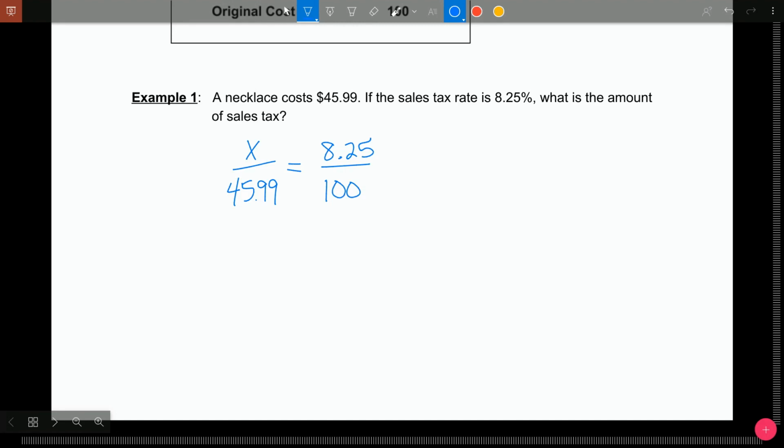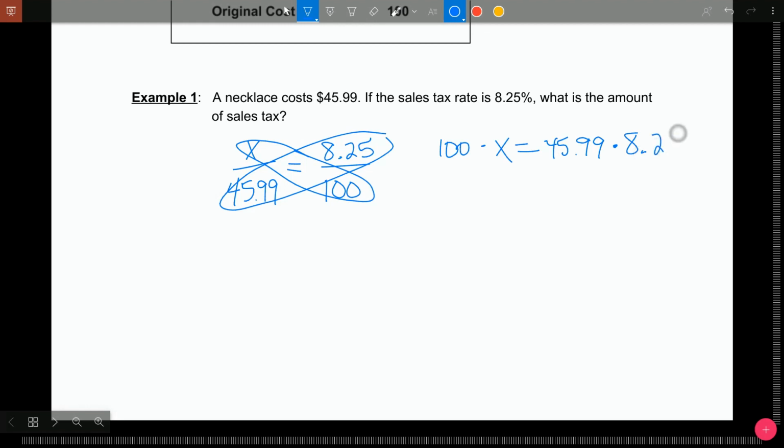Once we get that proportion set up, we're just going to solve this using any of the methods that we've talked about. I'll go ahead and cross multiply for these since that can be applied in any situation. So if I cross multiply here, I have 100 times x. If I cross multiply here, I have $45.99 times 8.25. When we actually go through and simplify that, we should get 379.4175.